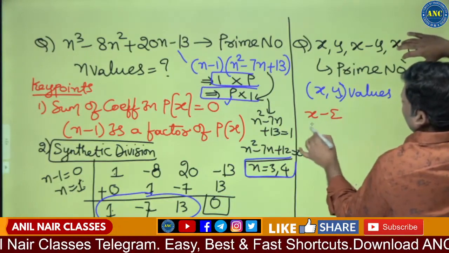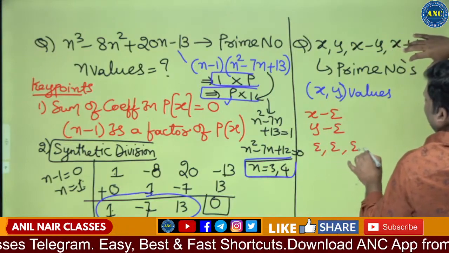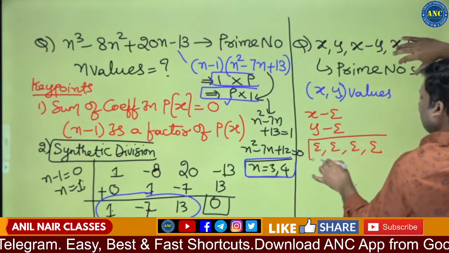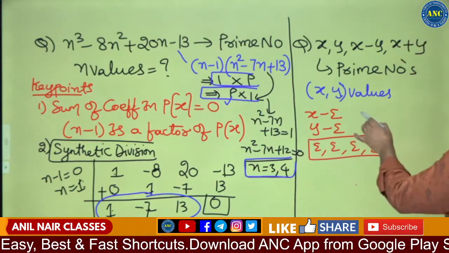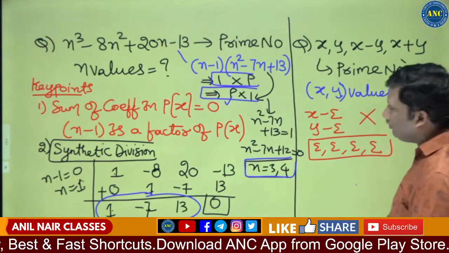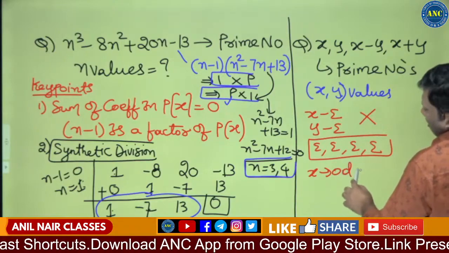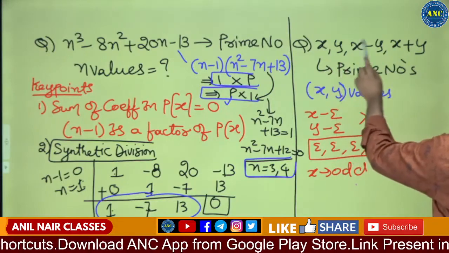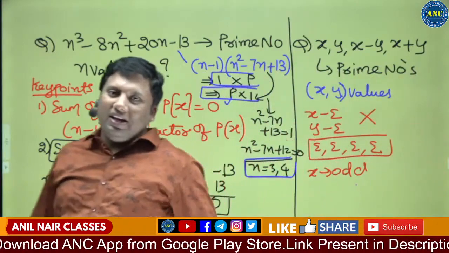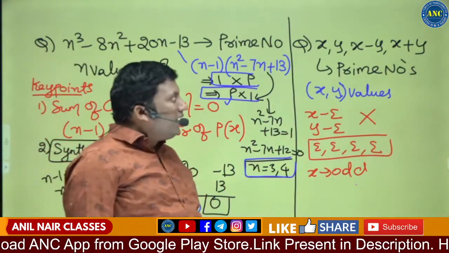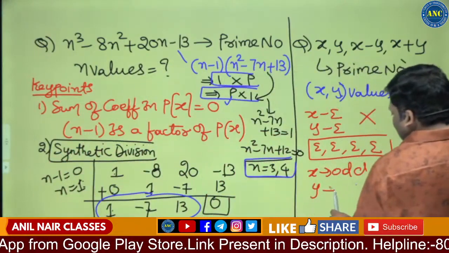Can x and y be even? It is possible. Other than 2, there is no other even number which is prime. So it is not possible. x is odd, y is odd. All these are prime numbers. x is prime, y is prime, x minus y, x plus y are prime. x is odd, y is odd.